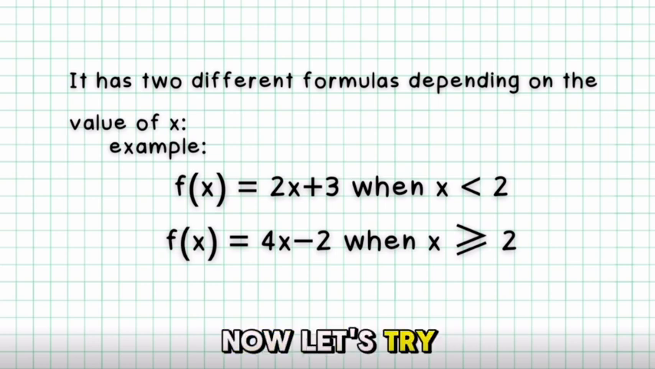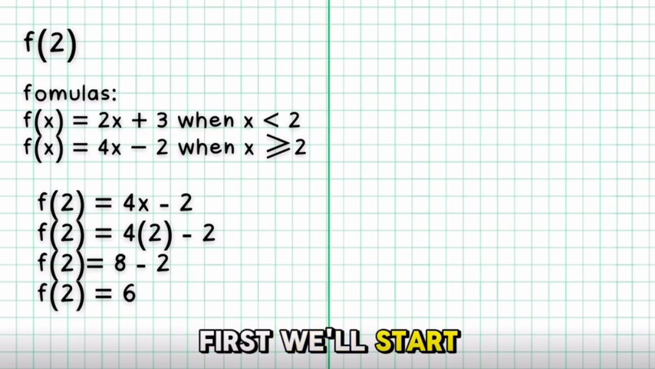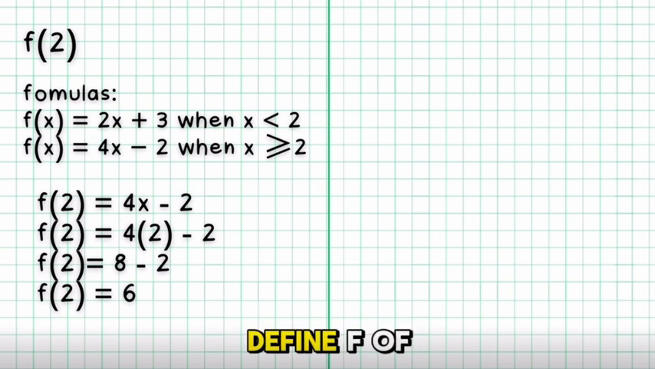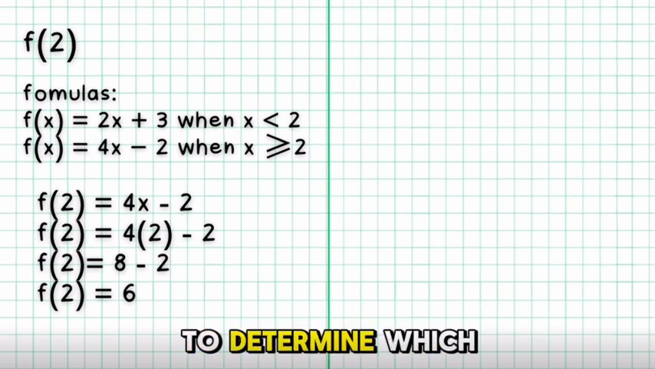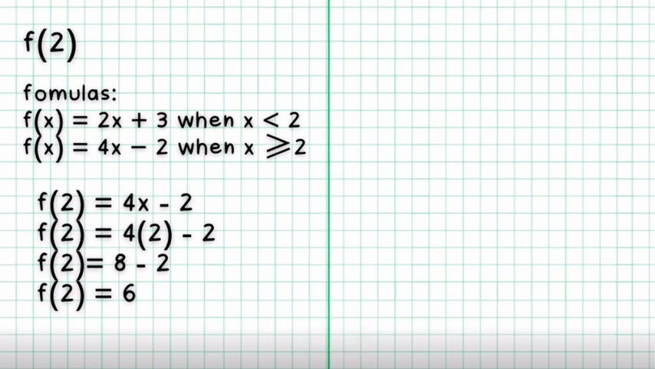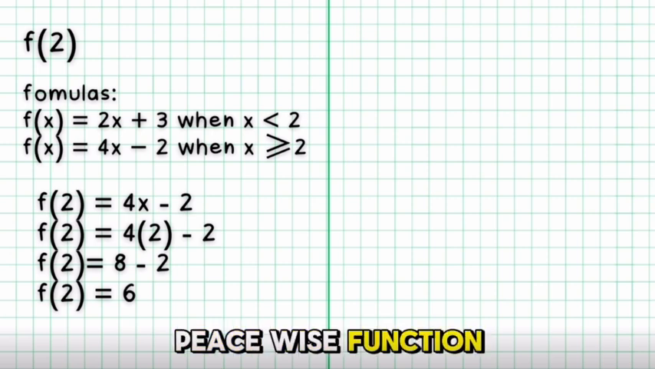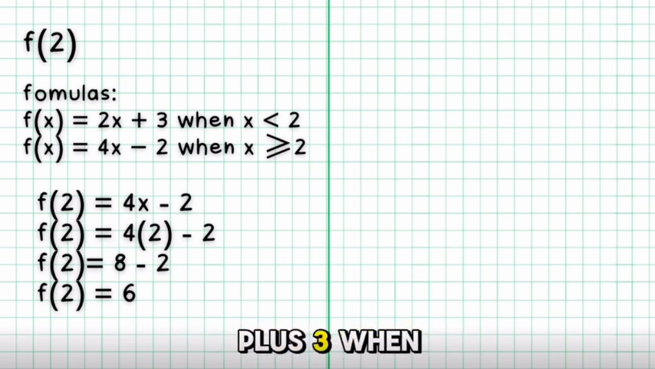Now, let's try and evaluate the function at 2 points, f of 2 and f of negative 2. First, we'll start with f of 2. To find f of 2, we need to determine which formula to use. According to the piecewise function, we use the formula 2x plus 3 when x is less than 2, and 4x minus 2 on the other hand when x is greater than or equal to 2. Since our given x value is 2, we'll use the formula f of x is equal to 4x minus 2.